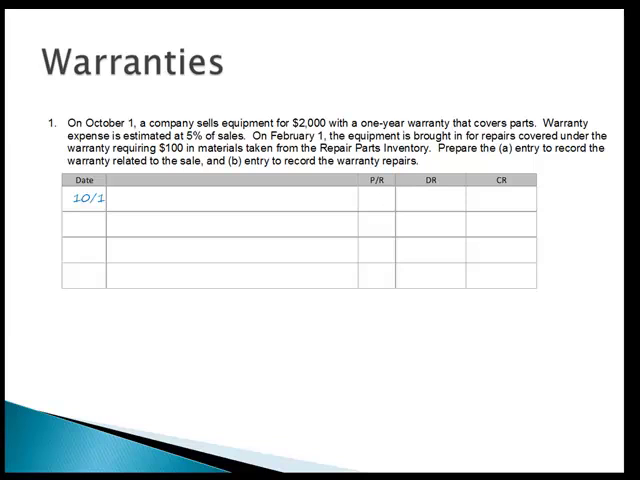So on October 1st, we would go ahead and record warranty expense. And again, we're recording the expense that we're expecting, okay, on this sale. So $2,000 times 5% is $100. An estimated warranty liability of $100. Okay?